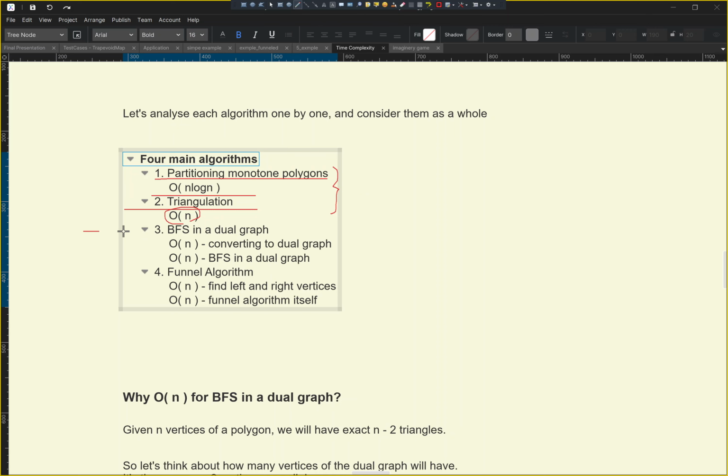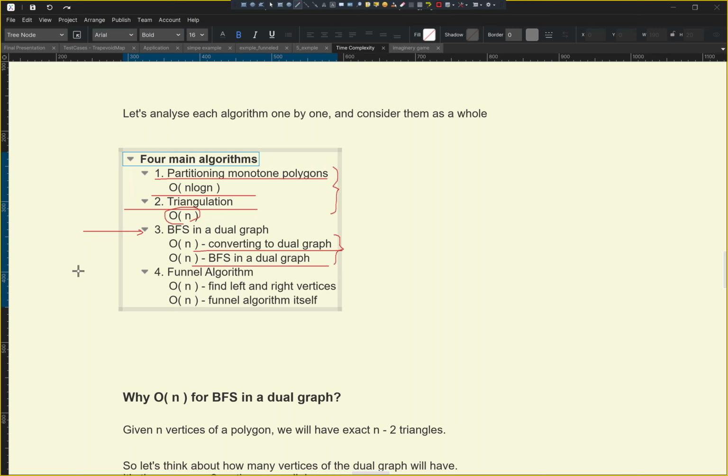The third algorithm is doing breadth first search in a dual graph, and this involves two parts. The first one is converting the triangles after the triangulation into a dual graph, and then we can apply breadth first search in the dual graph. These two steps are both linear, which is big O n.